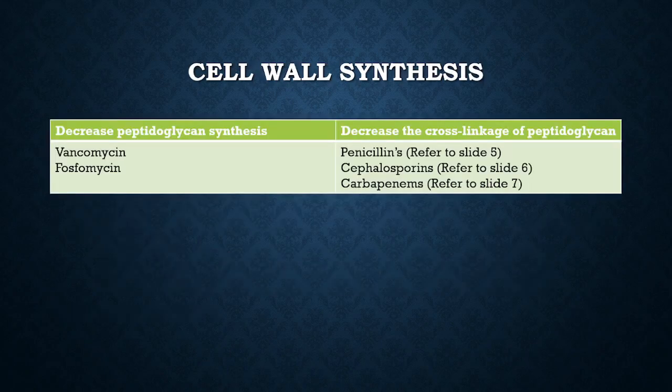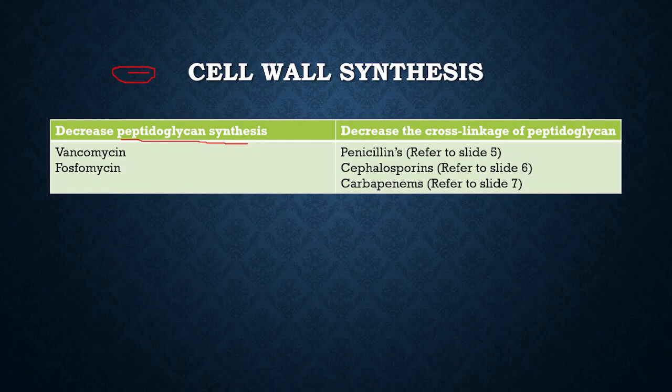Then let's start with the first class, or the way they work. We have cell wall synthesis, which they are going to inhibit. It can be done in two ways. First, they are going to decrease the peptidoglycan synthesis, and the drugs that do that are your vancomycin and fosfomycin.